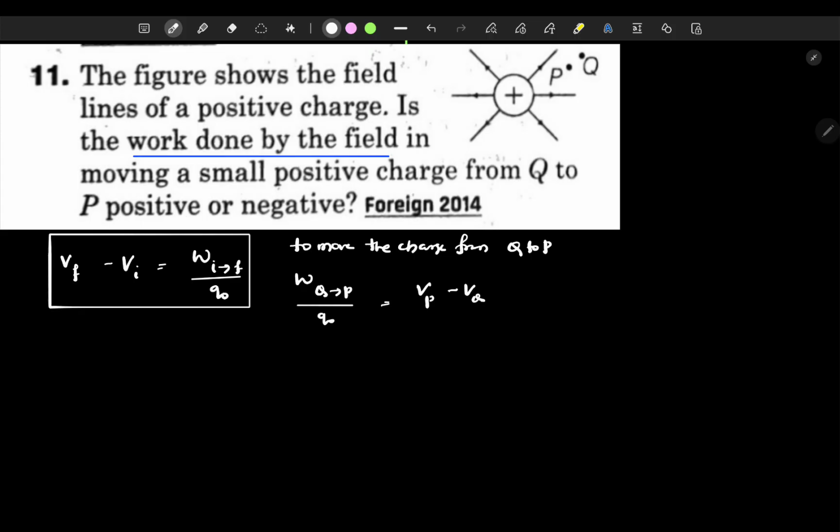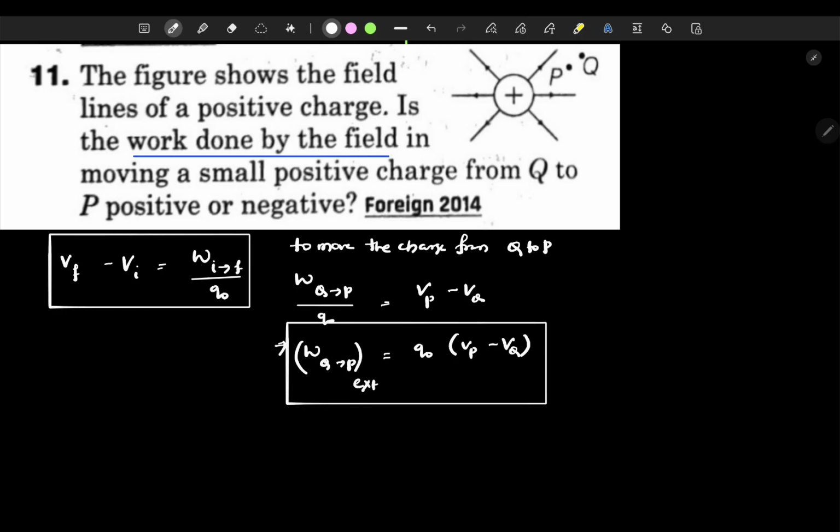So what is the value of the work done from q to p? Work done from q to p is equal to q naught into V at p minus V at q. Remember one thing, this work done is your W external, the work done by the external force.